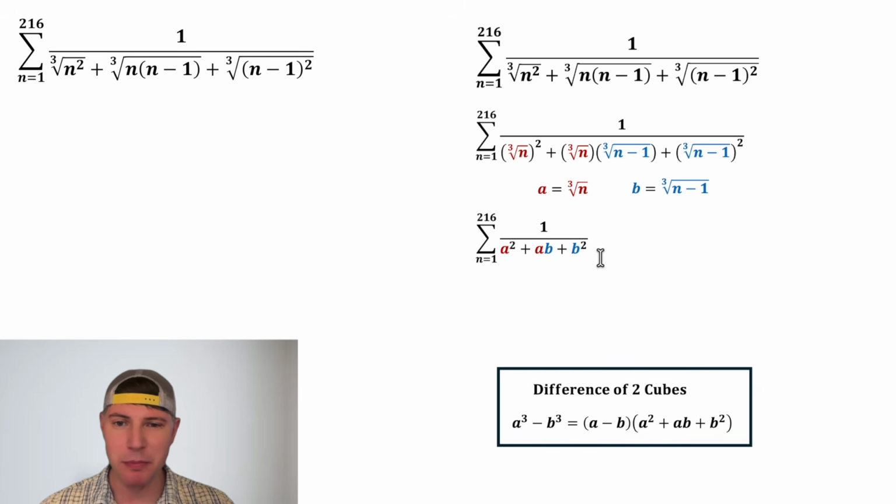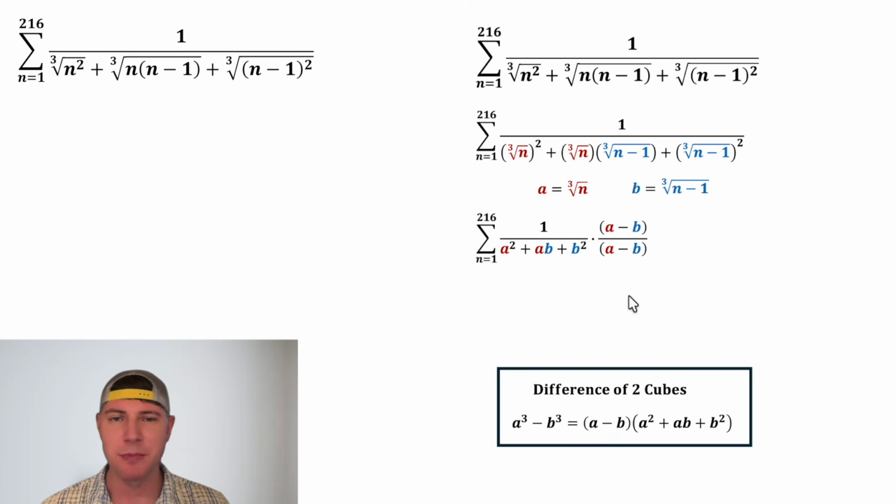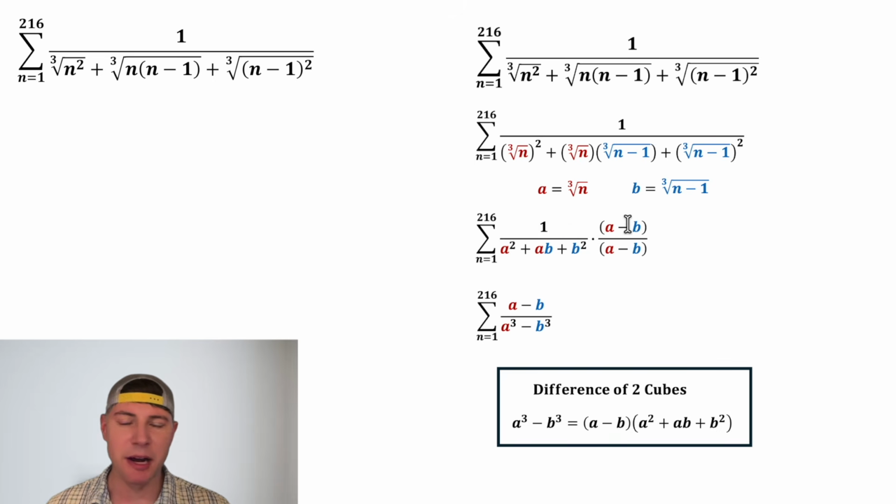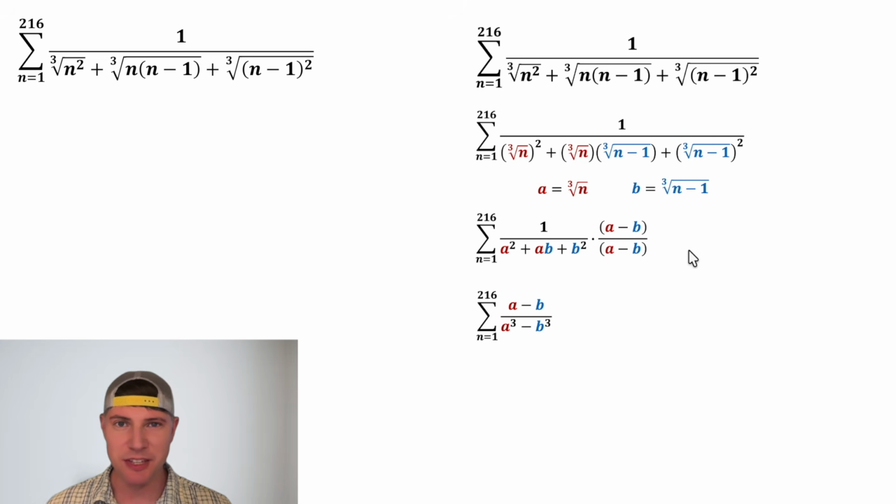Let's multiply top and bottom of this by a minus b. On top, we have 1 times a minus b. It's going to give us a minus b. But on bottom, we're going to have all of this times this, which is going to be equal to a cubed minus b cubed. Now we can see if this helps at all.